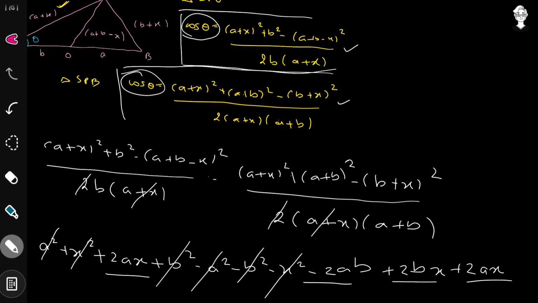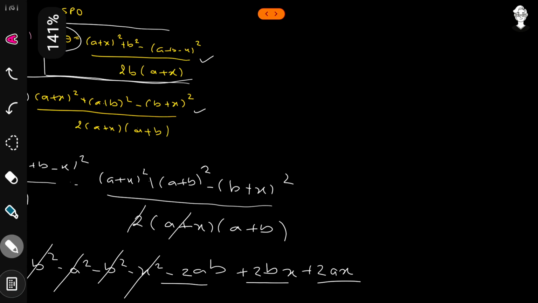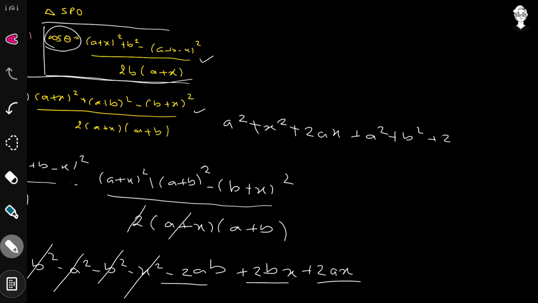And now let us open the bracket in this side also. So here we will have a square plus x square plus 2ax plus a square plus b square plus 2ab minus b square minus x square minus 2bx. Now here we can see that positive x square, negative x square, positive b square and negative b square got cancelled out. So what is remaining is a square plus 2ax plus 2ab minus 2bx.